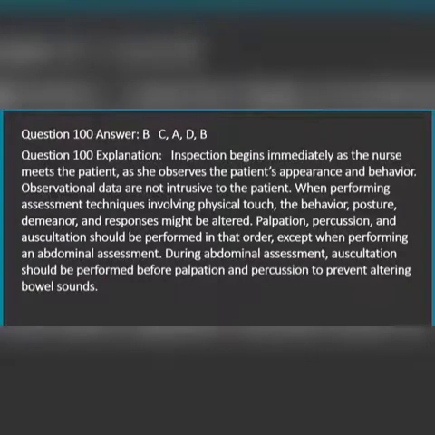Question 100 explanation. Inspection begins immediately as the nurse meets the patient, as she observes the patient's appearance and behavior. Observational data are not intrusive to the patient. When performing assessment techniques involving physical touch, the behavior, posture, demeanor, and responses might be altered. Palpation, percussion, and auscultation should be performed in that order, except when performing an abdominal assessment. During abdominal assessment, auscultation should be performed before palpation and percussion to prevent altering bowel sounds.